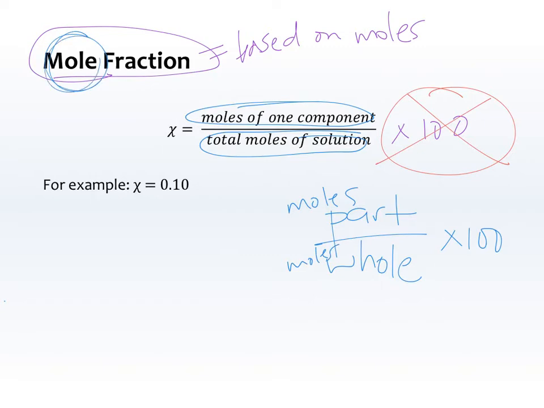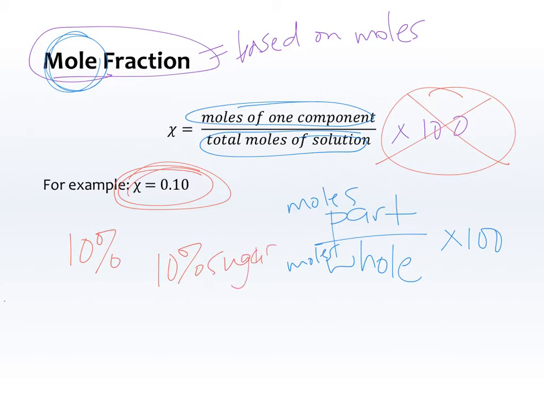So for example, if you have a mole fraction of 0.10, that's the same thing as saying 10% of the moles in the solution are one component. So if your sugar solution had a mole fraction of 0.10, that would mean 10% of the moles were sugar and 90% of the moles in the total solution are probably water. It's probably an aqueous solution, something along those lines.